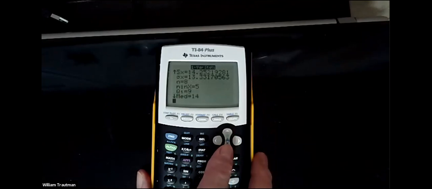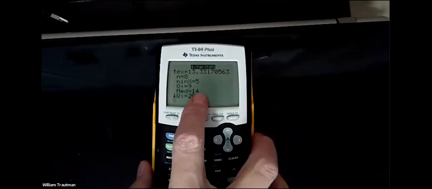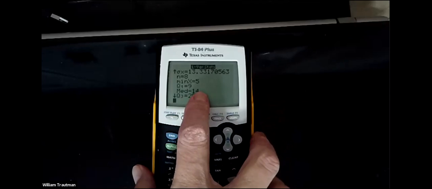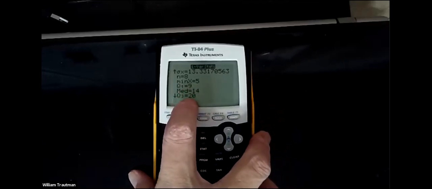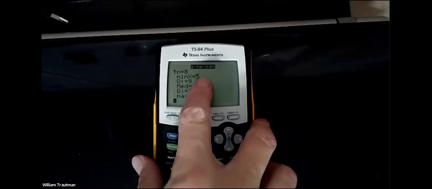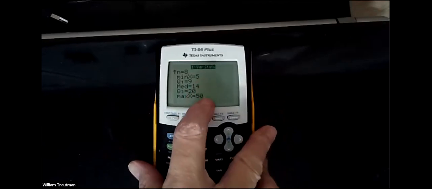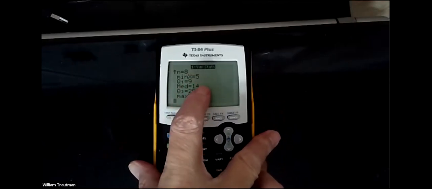Q1 is 9. Q3 is 20. And the median is called Q2. So Q1, Q2, Q3. The median is the number in the middle. So there's Q1, Q2, Q3: 9, 14, and 20. And do you see the minimum piece of data was 5, the largest piece of data was 50. There's Q1, Q2, and Q3.